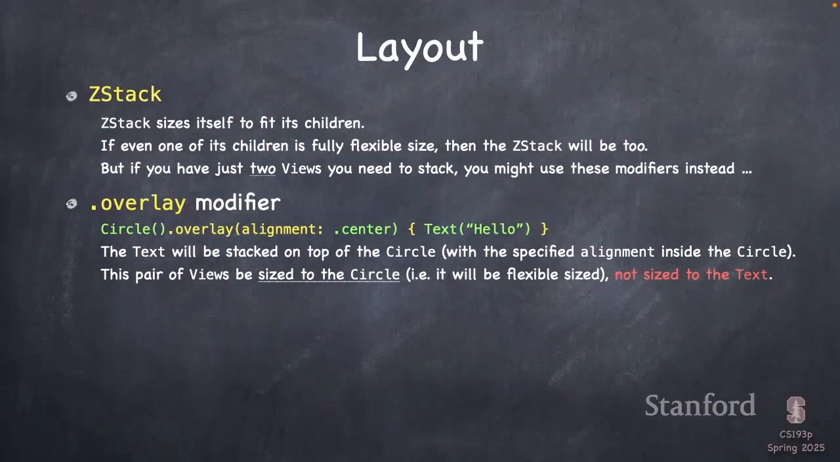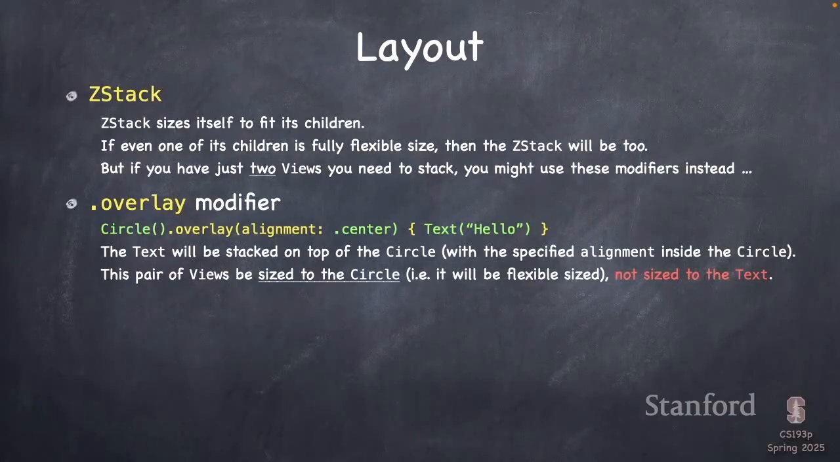So this whole line that you see right here, circle, overlay, alignment center, text hello, that is going to be laid out in a VStack or an HStack just like it was a circle. The text has nothing to do with its layout. And then after the layout decisions have been made, the text is plopped on top of it. And this alignment says where the text appears, because it might be smaller than the circle gets laid out to be. And so there's center, there's top left, bottom right. You can put that alignment anywhere you want. Does everyone understand the difference between a ZStack of two things and overlay? It has to do with how the space is allocated. It's just allocated to the circle here.